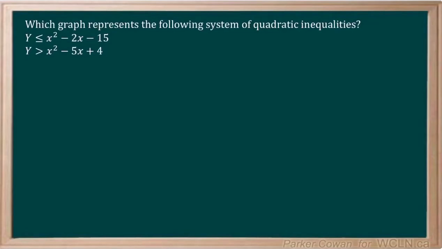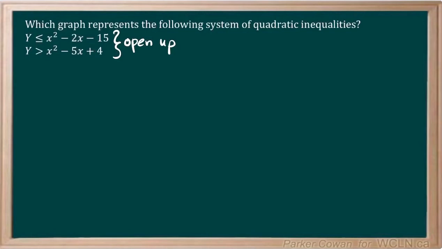Which graph represents the following system of quadratic inequalities? Okay, so for the first one here, we can see that the coefficient on x squared is positive. And we'll notice it's actually the same for the second one as well. That means that both of these parabolas are going to open upwards.